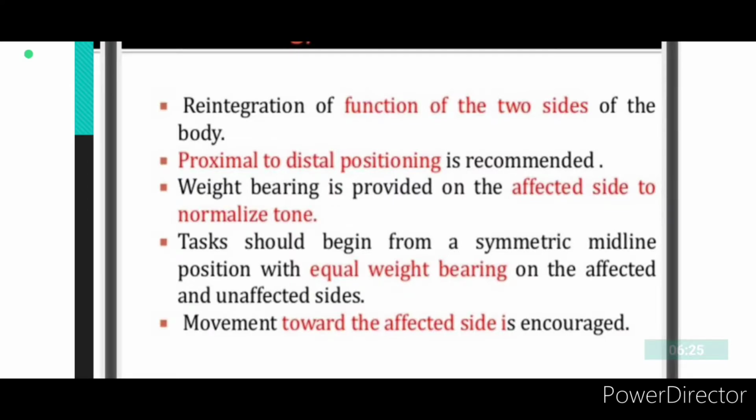Second point, proximal to distal positioning is recommended. Third point, weight bearing is provided on the affected side to normalize tone. Fourth point, tasks should begin from a symmetric midline position with equal weight bearing on the affected and unaffected sides. Fifth point, movement toward the affected side is encouraged.